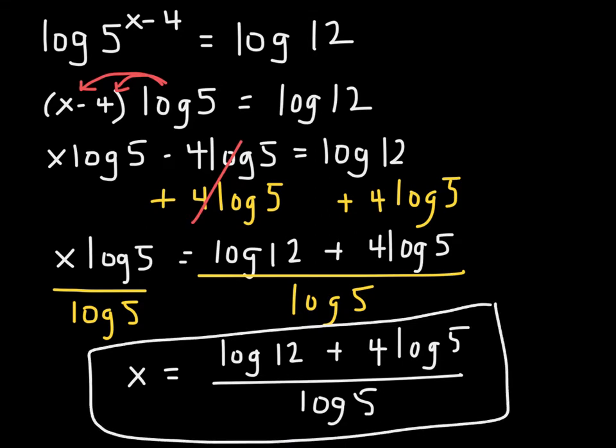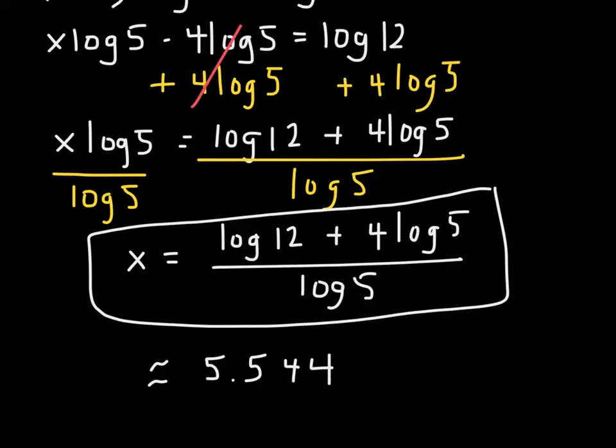If you want an approximation, I suggest you punch all of this into your calculator: do log 12, and then add to that, you may want to open a set of parentheses, 4 times log 5. I would probably press equals at that point, and then divide all of that by log 5. On my calculator, I actually got 5.543959311. I just decided to round to 3 decimal places this time, so 5.544 approximately. Cool deal, guys.